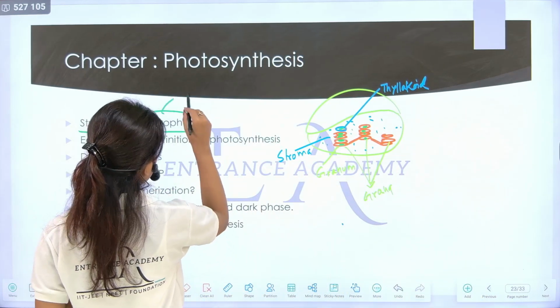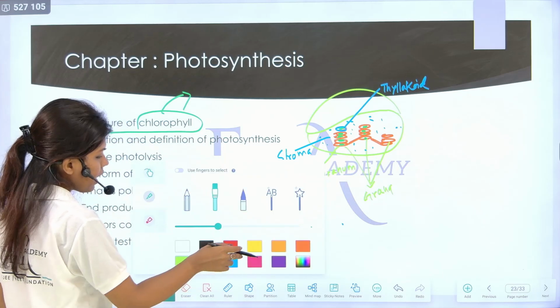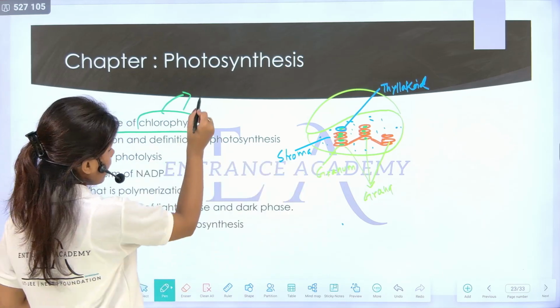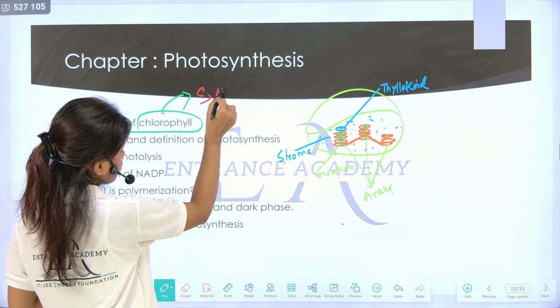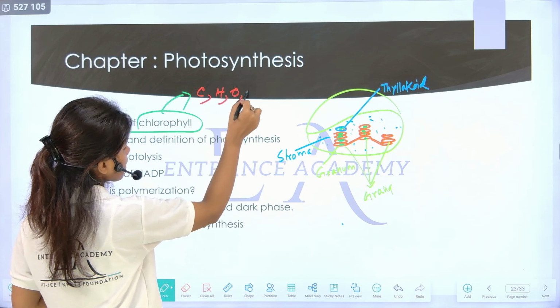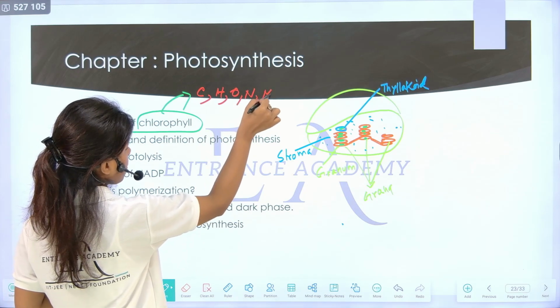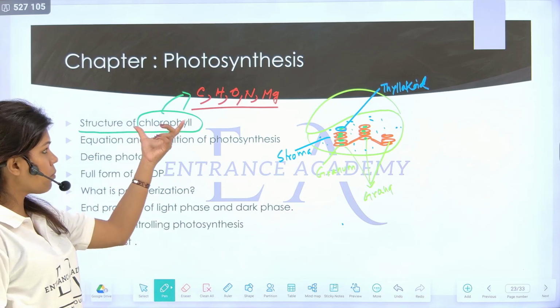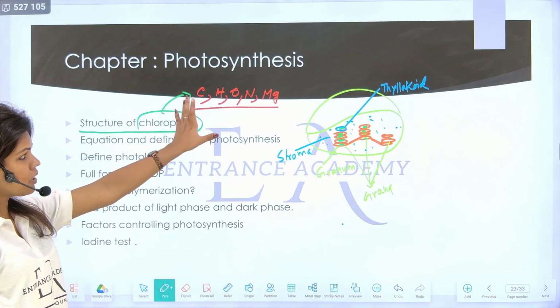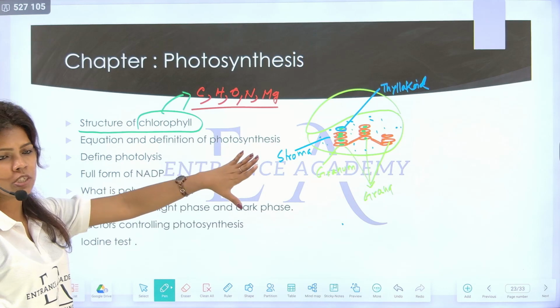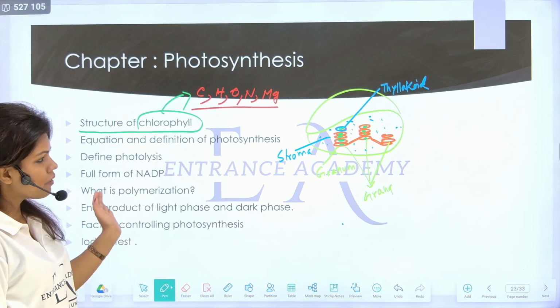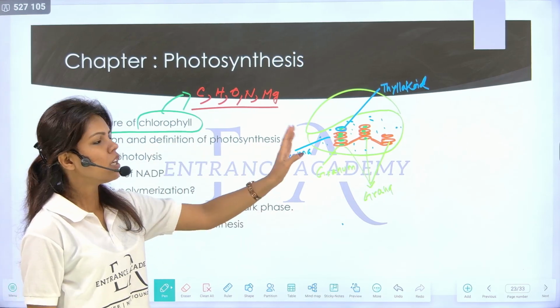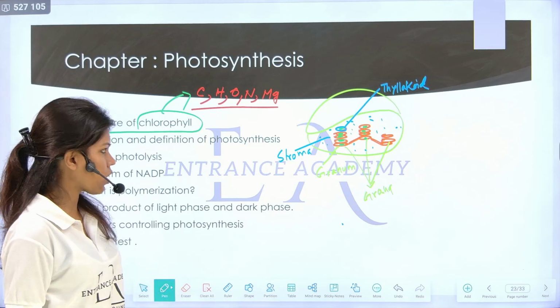Now the structure of chlorophyll. It contains several elements: carbon is there, hydrogen is there, oxygen is there, nitrogen is there, magnesium is there. These are the elements which construct the molecule of chlorophyll: carbon, hydrogen, oxygen, nitrogen and magnesium. It's a green pigment, but it is present inside the lumen and membrane of thylakoid.